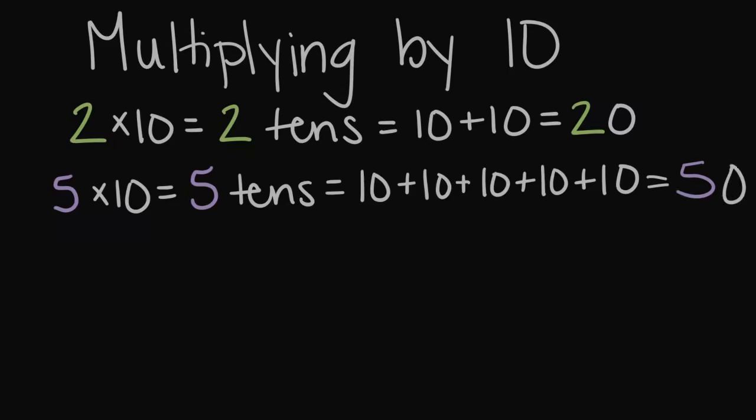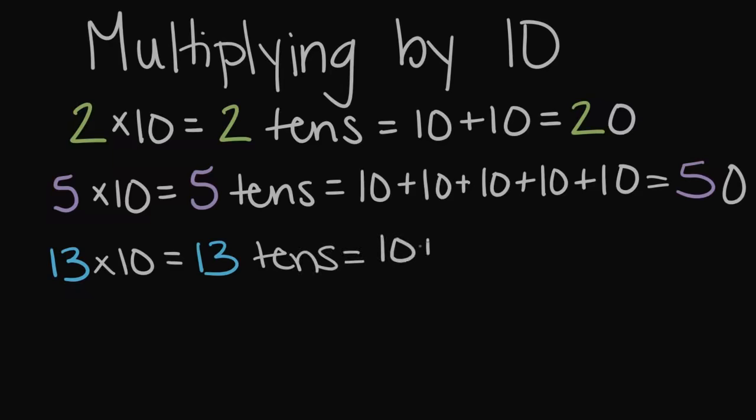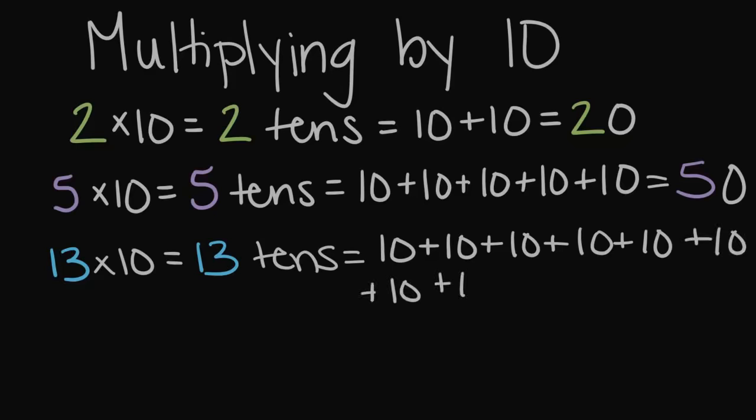Let's go to one more, maybe one that we don't know the answer to off the top of our head. Let's try something like 13 times 10. Maybe we don't know the answer to 13 times 10, but we do know that 13 times 10 is 13 tens. And we can count 13 tens. We'd have a 10 plus another 10 plus another. There's 3, 4, 5, 6 tens, 7, 8, 9, 10. We're almost there. 11 tens, 12 tens, and finally a 13th ten.